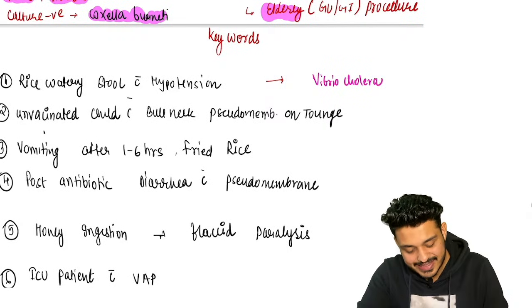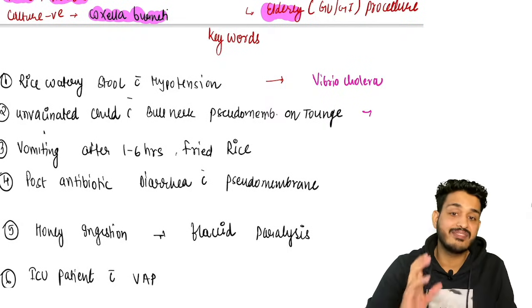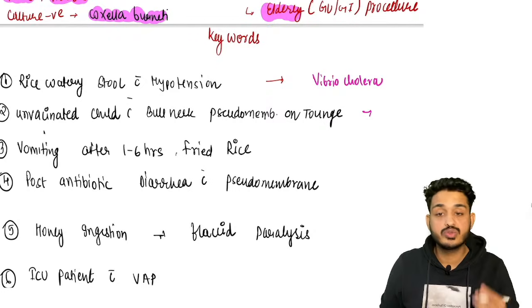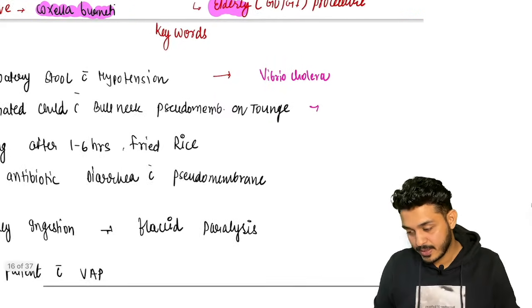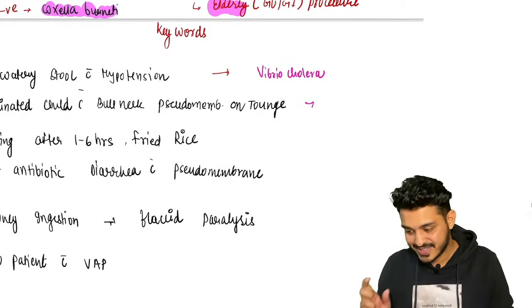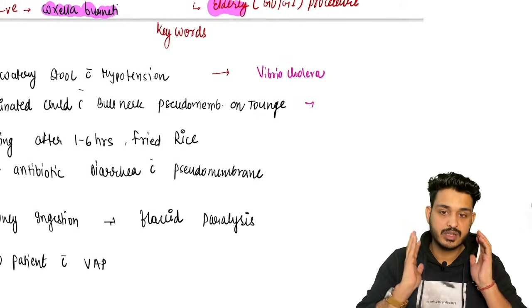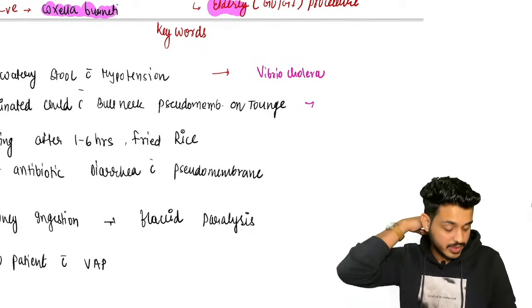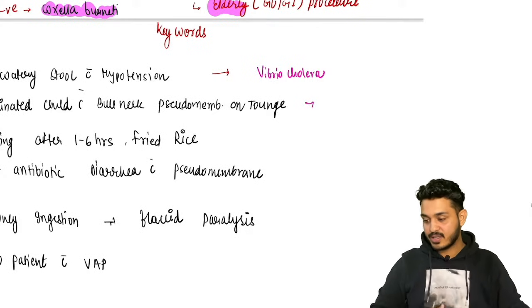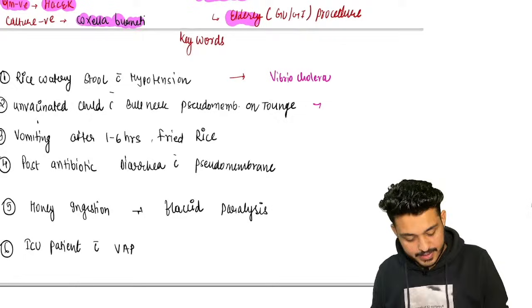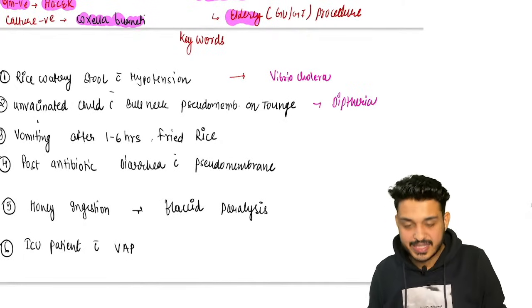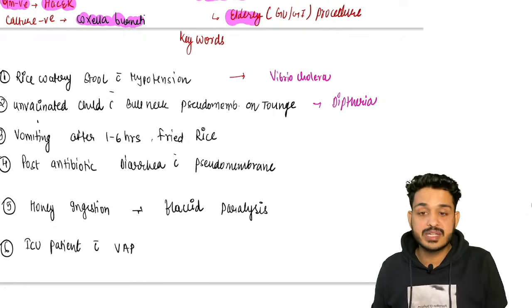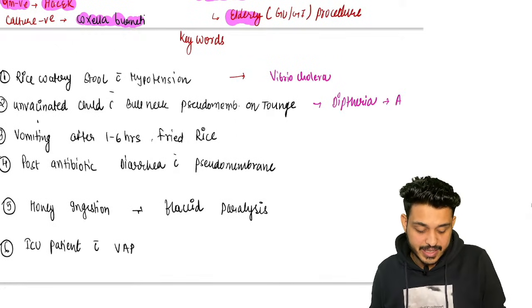Right? Unvaccinated child with bull neck, pseudomembrane on the tongue. This is going to be what? Unvaccinated child with pseudomembrane on the tongue, and bull neck is also written. This is going to be, very good, this is going to be diphtheria. Diphtheria is a bacteremia or a toxemia? Remember, it is a toxemia.